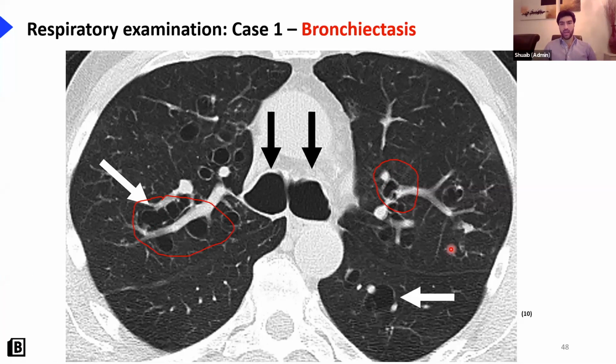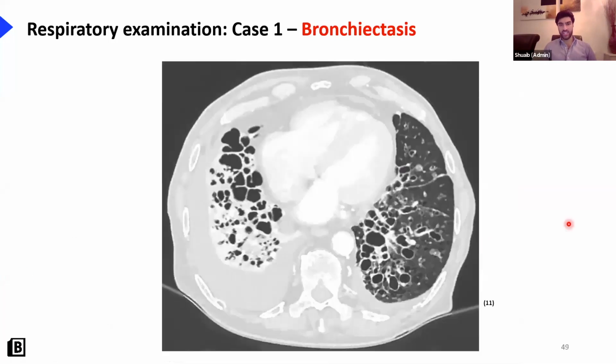Good. And this is a really severe case of bronchiectasis. Again, CT thorax, you can see the bronchioles are dilated throughout the lung fields, and that is classical of this disease.